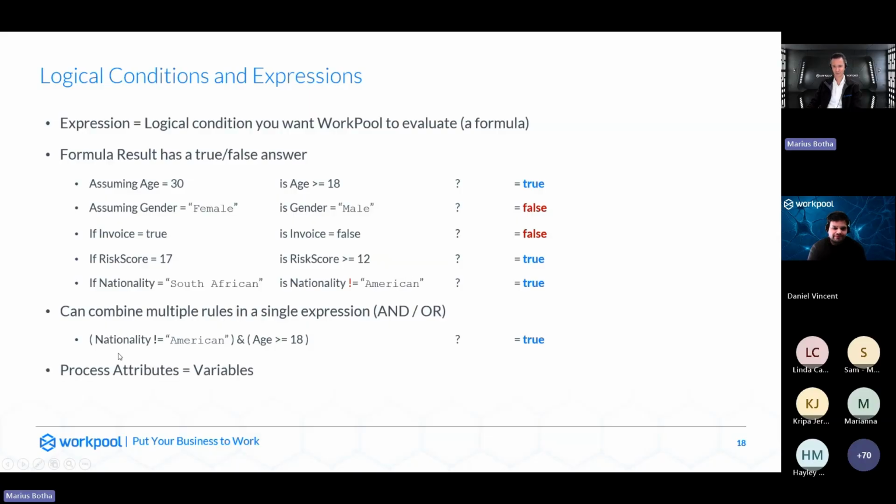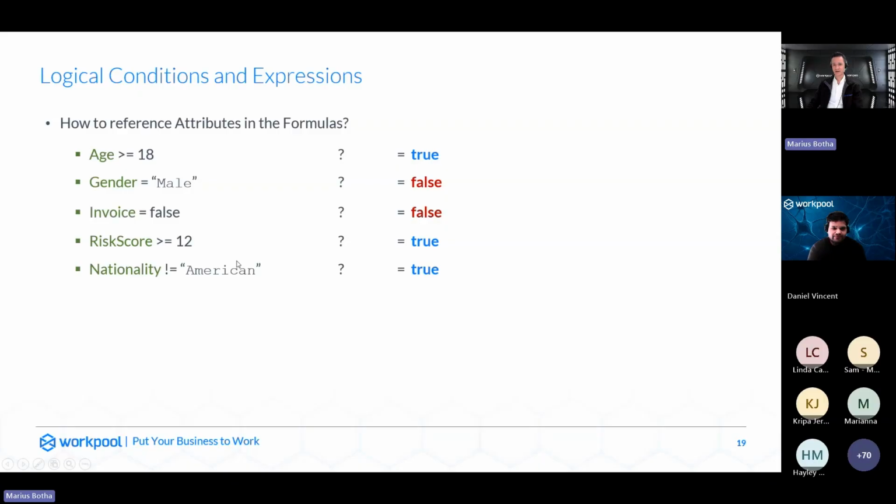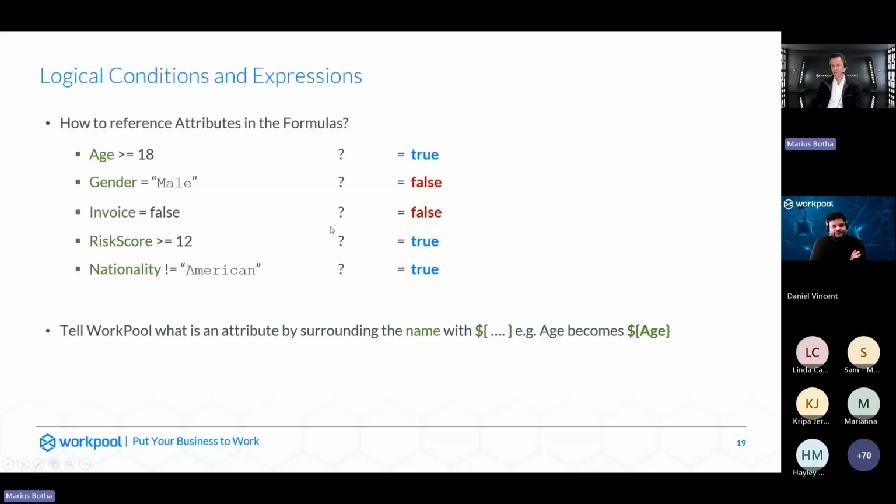And if it hasn't dawned, basically the attributes equal variables, and that is what you use in your conditions. So just simplifying that a little bit more, if these green text sections were attributes, then basically in WorkPool, the way that you tell it to treat it as a variable is you put it inside a dollar curly bracket. So that's how WorkPool will know that you're not saying age as a string, as a text value. You actually want WorkPool to go take the value that's in the age attribute and compare that to 18.